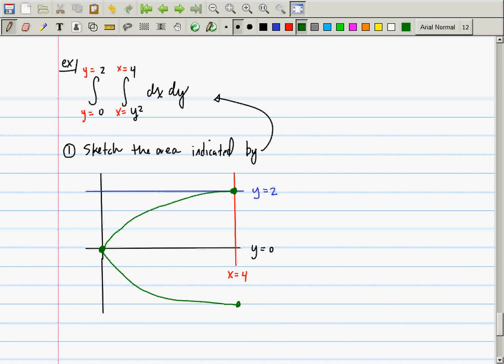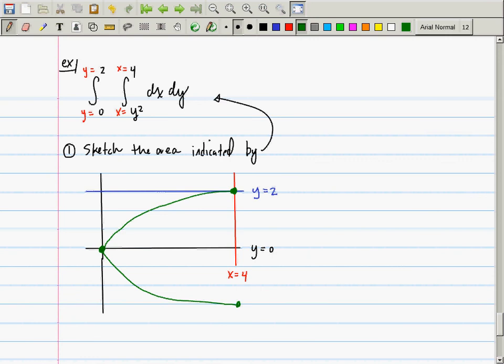Let's think about it for a minute. First off, if we look at it in the context of the previous remarks, notice that because we are integrating between two constants, y is 0 and y is 2, that means that this is a simple region. Now, is it horizontally simple or is it vertically simple?